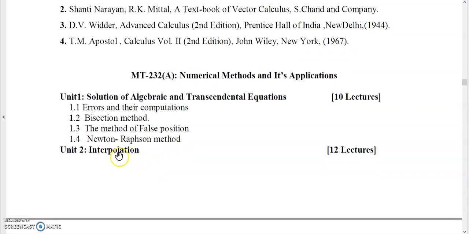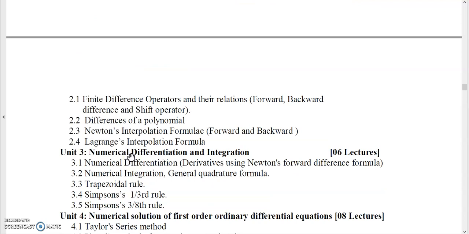Then unit 2 is Interpolation. Interpolation is to find an approximate function with a given set of points in a given range of values. The first article is Finite Difference Operators and their relations: forward and backward difference and shift operators. Then differences of a polynomial, Newton's interpolation formula, forward and backward, and Lagrange's interpolation formula.